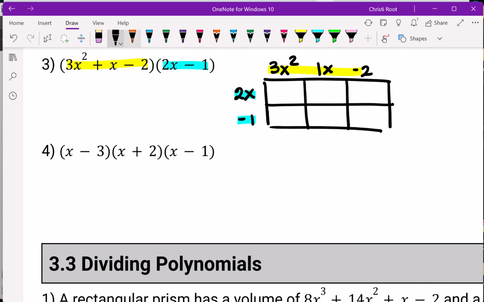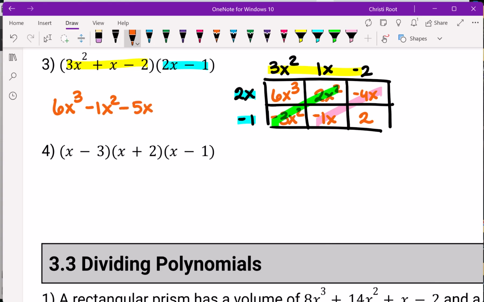Now my result is going to be everything in the box, but I do have to add like terms, okay? So multiply row and column. Okay, I've got everything here, but it looks like I've got like terms in these diagonals, which is normal. And we're going to go ahead and add everything together. Final answer, 6x to the third minus 1x squared minus 5x plus 2.